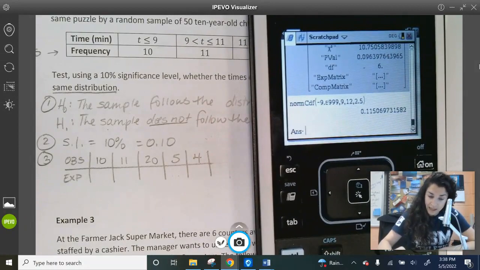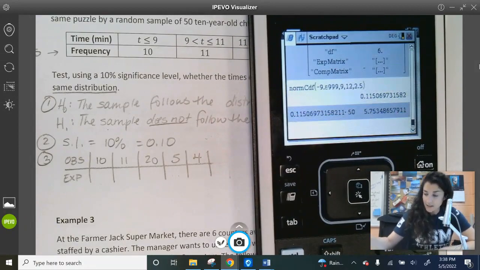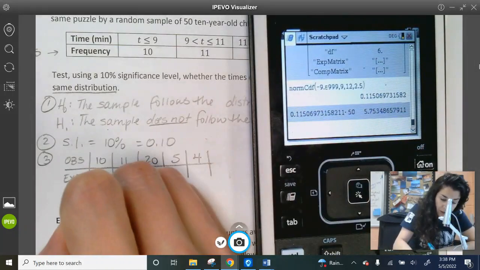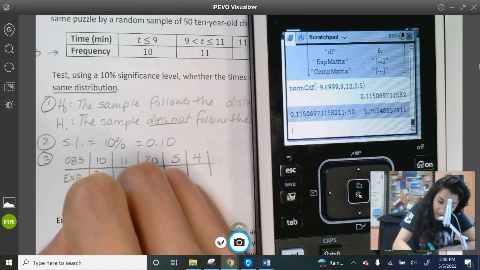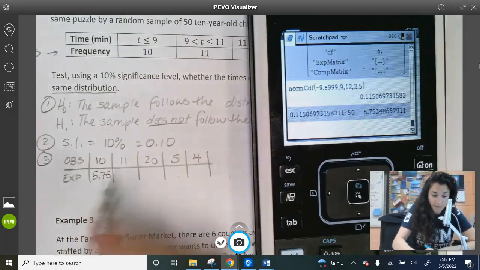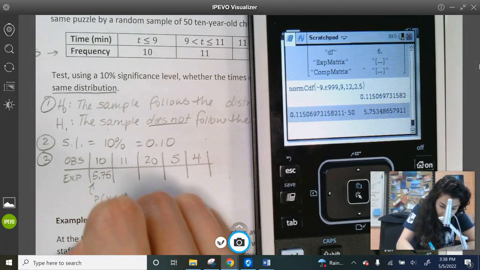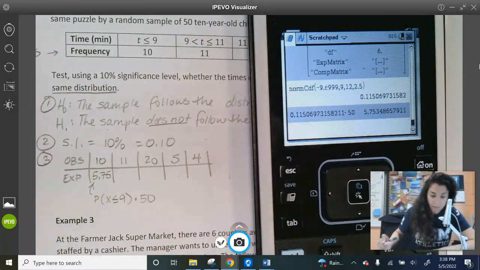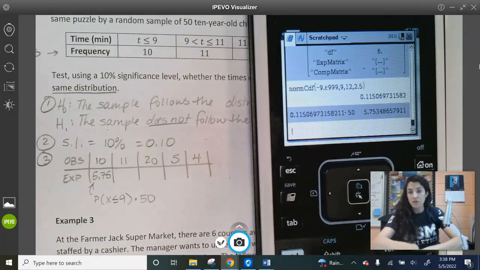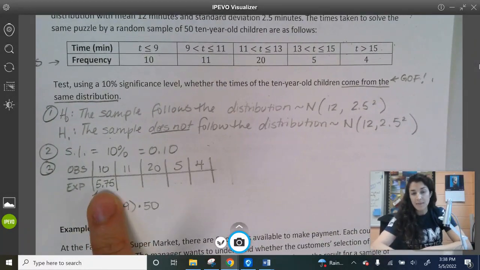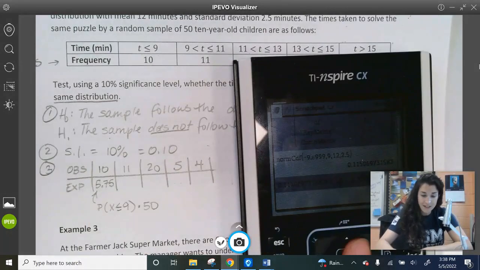I would then multiply this by 50, which means I expect there to be 5.75. So what I did is I took the probability of X being less than or equal to 9, and then I multiplied it by 50, the total number of students in the sample. There were 50 of them, and so I took the probability and then multiplied it by 50. So out of the 50, 5.75 should be in this category. Let me show you again.